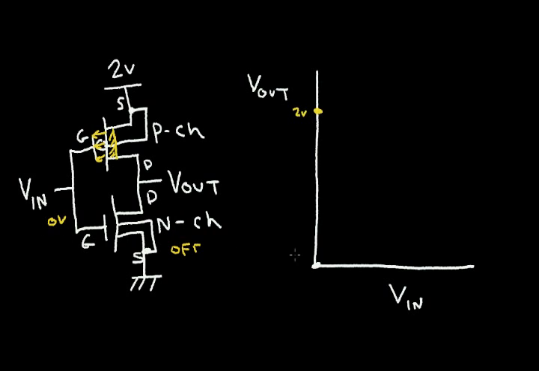And as we increase the input voltage, the output voltage stays the same until the N channel starts conducting. When we reach the threshold voltage, Vt, of the N channel, we start conducting. This curve looks something like this. At this point, where input voltage is perhaps around 1 volt, both transistors are conducting now. Then as we raise the input voltage higher, the N channel conducts better and the P channel conducts less. And eventually the output goes to 0 and the input goes to 2 volts.